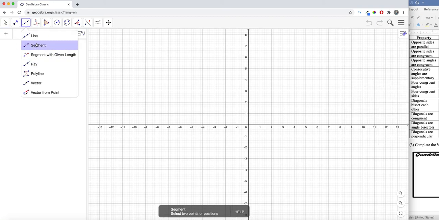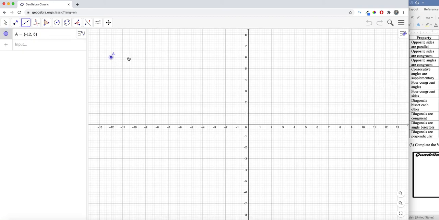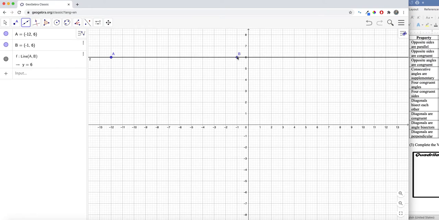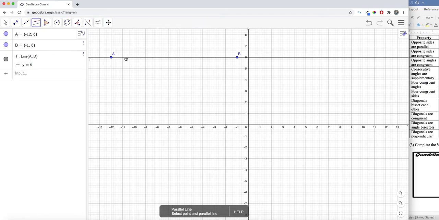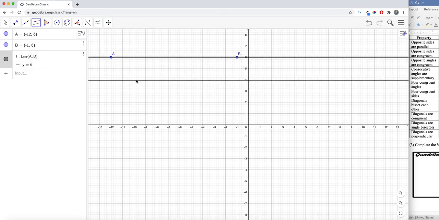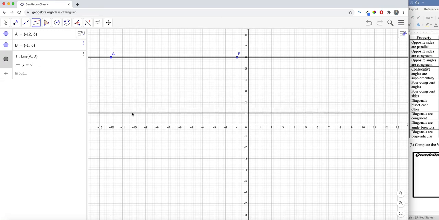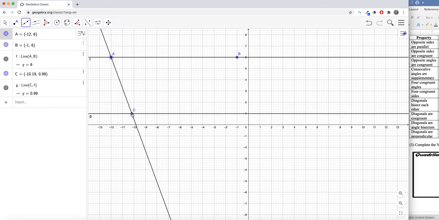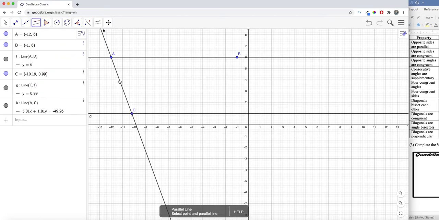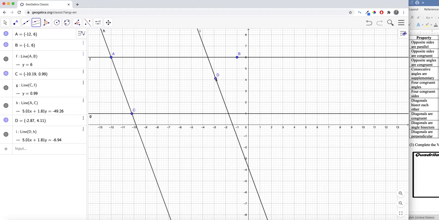So what I'm going to do, I'm going to make a line, and then I'm going to use the parallel line tool. Go here, and let's do it bigger, I guess. Let's do it here. Okay, now I'm going to use the line tool. I'll just go through these two. And then once again, parallel line tool, click here, click here.